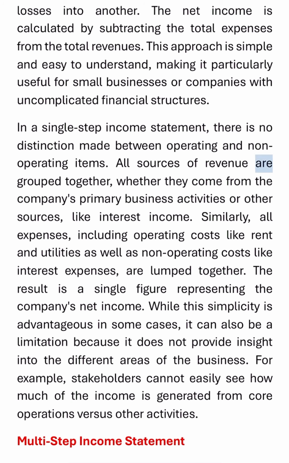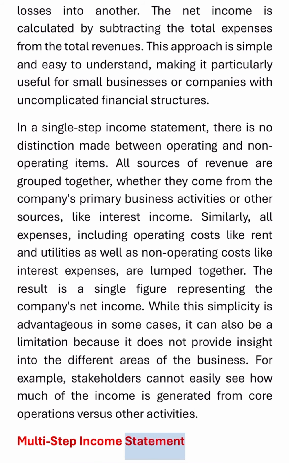All sources of revenue are grouped together, whether they come from the company's primary business activities or other sources, like interest income. Similarly, all expenses, including operating costs like rent and utilities as well as non-operating costs like interest expenses, are lumped together. The result is a single figure representing the company's net income. While this simplicity is advantageous in some cases, it can also be a limitation because it does not provide insight into the different areas of the business. For example, stakeholders cannot easily see how much of the income is generated from core operations versus other activities.